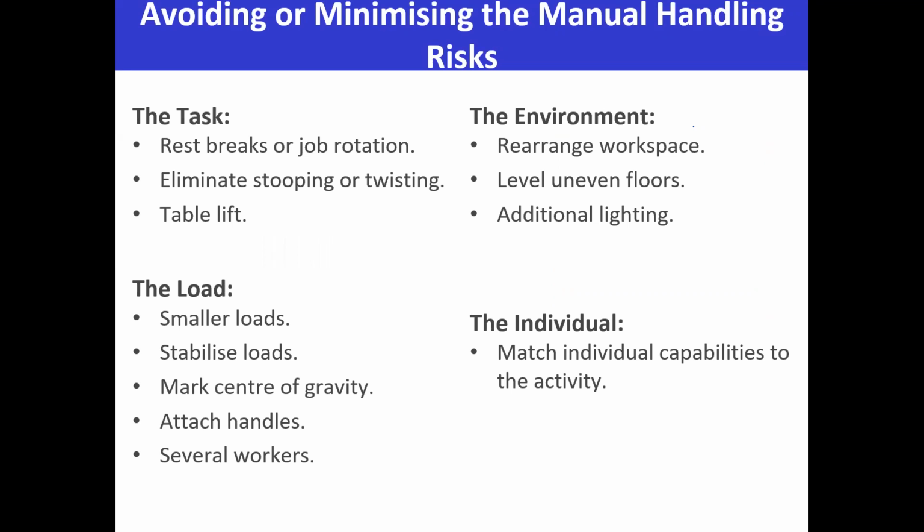So how to avoid or minimize the risk of manual handling? You need to address all the four factors. Number one, the task. Make sure for tasks related to manual handling, you take regular rest breaks or job rotation, eliminate the stooping or twisting, and use table lifts as well. So this is how you can modify the task.